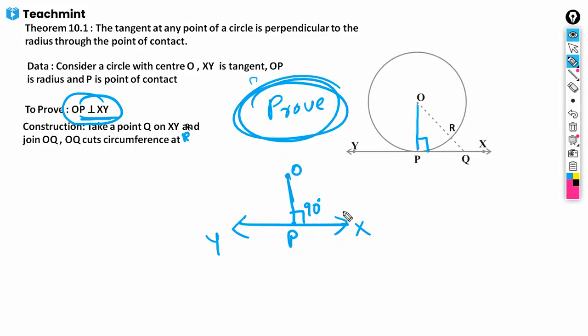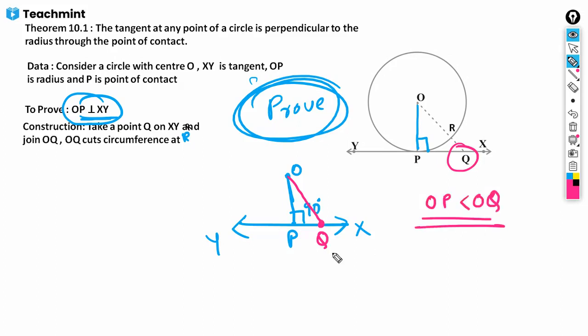What I will take, everyone please stay here a little. I am going to take a point Q on XY. Have I considered that point, yes or no? Yes, sir. I join XY, and after joining, what I will show is that OP is less than OQ.